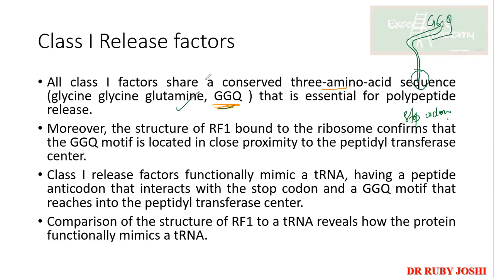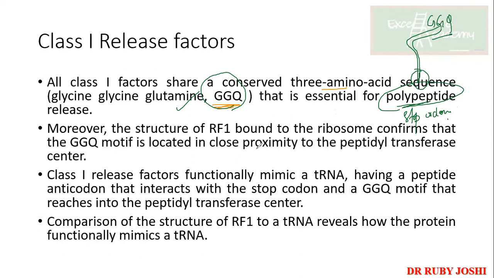Now, this motif is important because it is required for the release of the polypeptide. Now, from where will the polypeptide be released? From the tRNA which is present at the P site. Got the point? Because now the A site is empty. There is no tRNA. Why? Because the stop codon has come, and we know that there is no tRNA for the stop codons. Okay.